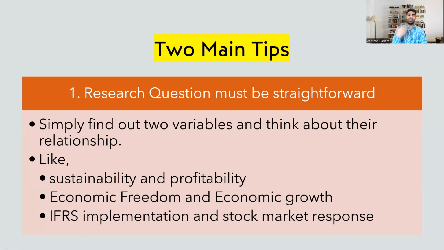Both variables must be variables of your interest, and one variable would be the independent variable and the other would be the dependent variable. The independent variable is the variable whose impact on the dependent variable you are going to study. For example, one variable you take is sustainability, and the other is profitability. So what's the impact of sustainable investment of some companies on their profitability? So sustainability here is your independent variable and profitability is the dependent variable.